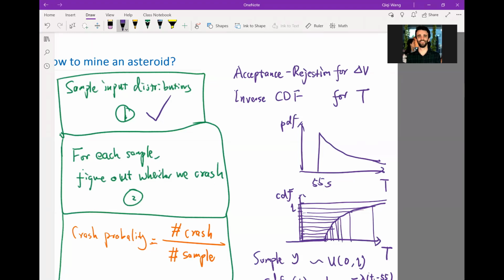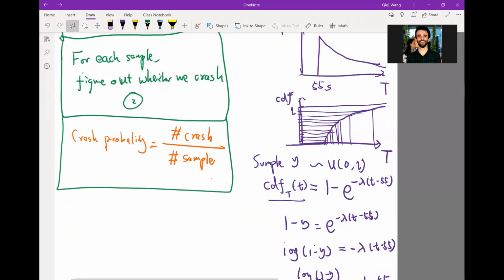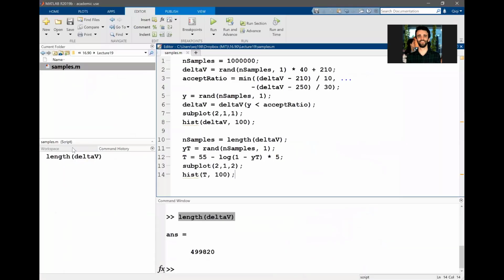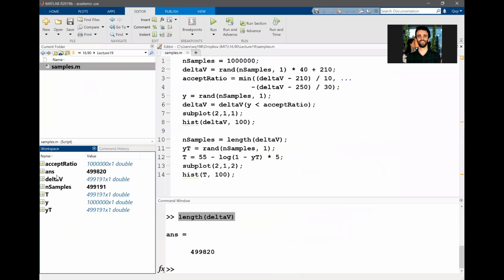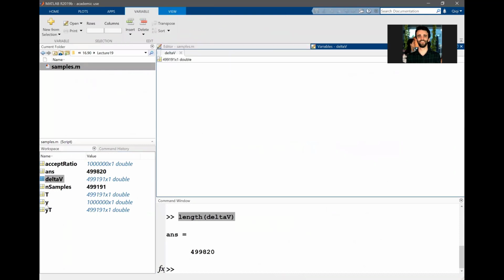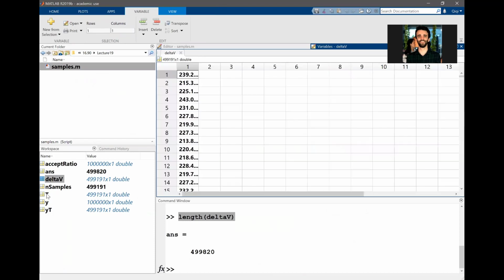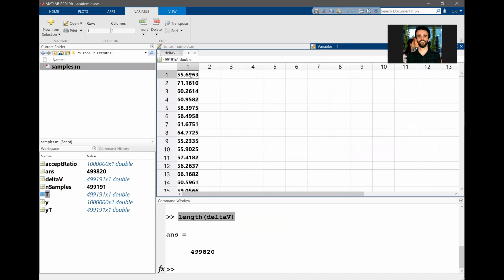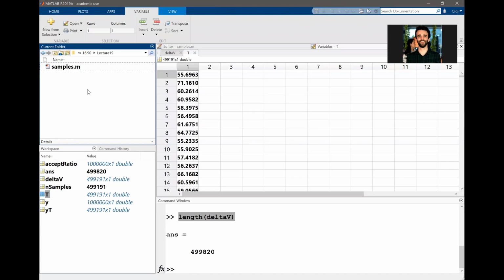Okay, so now our second task is to figure out whether we crash or not. So essentially, if you look at our workspace, we have the delta V's and we have the T's. For example, our first sample, my delta V is 239-ish, my T is 55-ish. For this pair of samples, how do I figure out whether I crash or not?